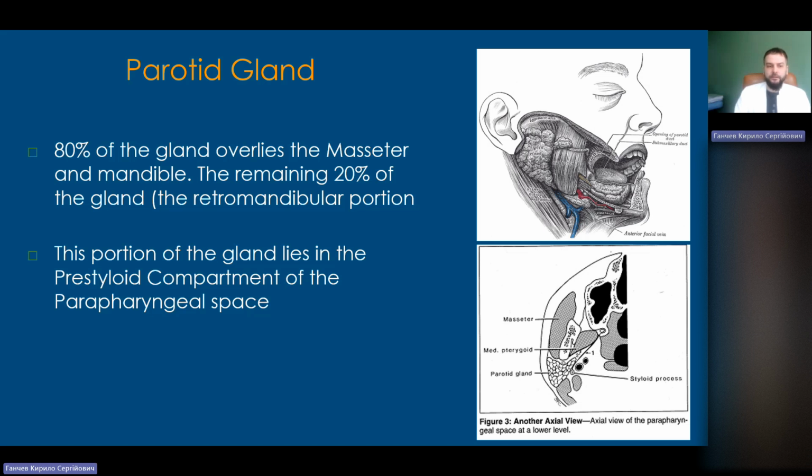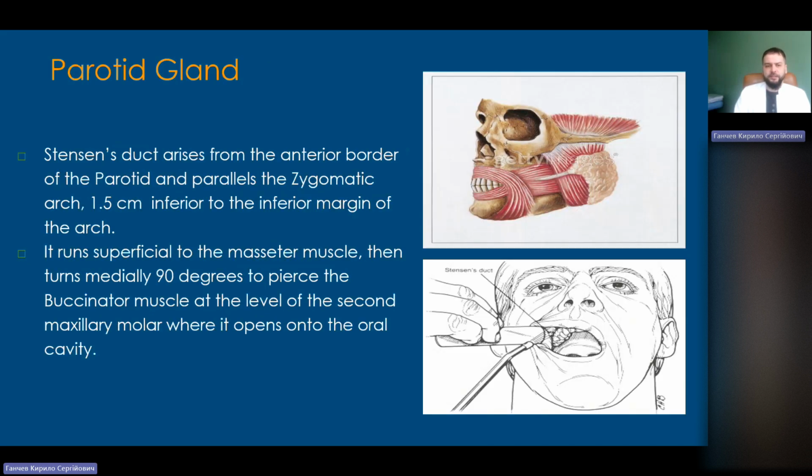Masseter, mandible. Okay, it's just anatomy. You remember all those things, I hope. See, Stensen's duct for the parotid gland. Stensen's duct is the most common name in literature, in some manuals or books or other sources that you can see. So it's Stensen's duct, and you know that it is connected with the parotid gland.